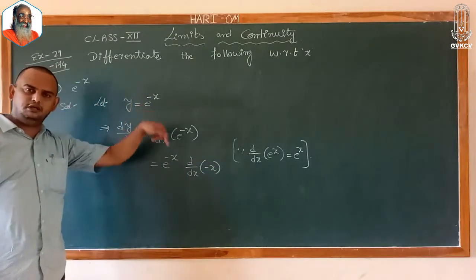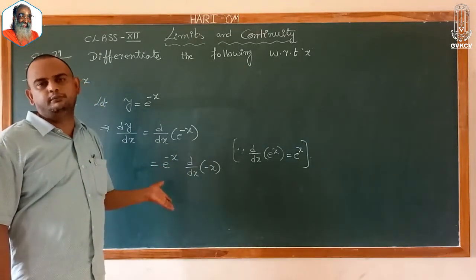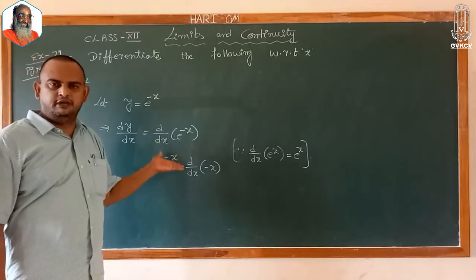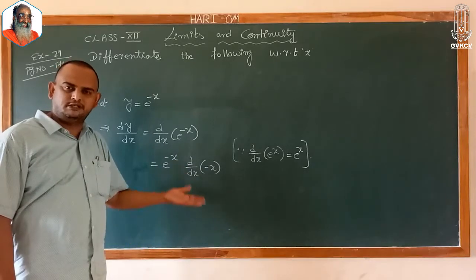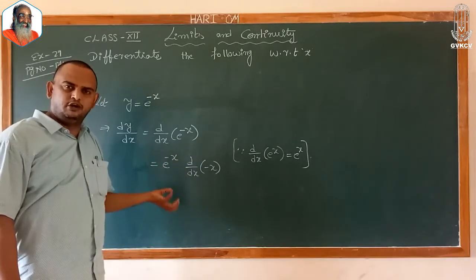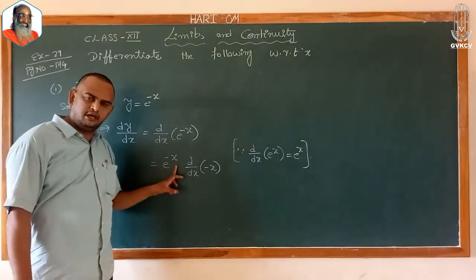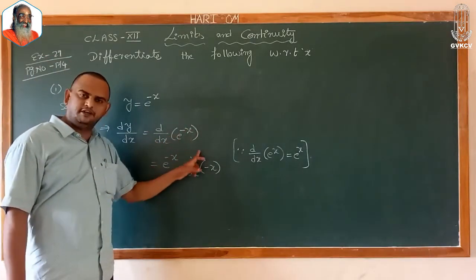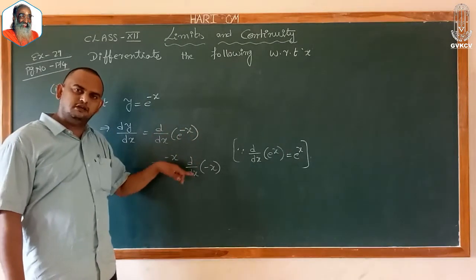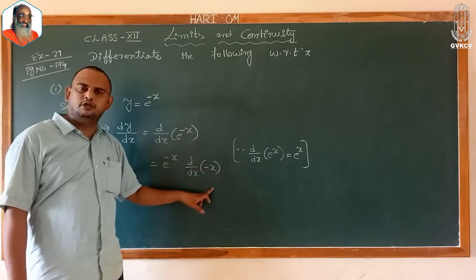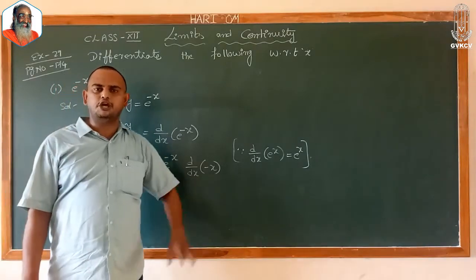A function in another function, like composite functions. We have seen many problems with composite functions while solving exercise number 2 and exercise number 3 problems. We have the concept of a composite function, or a function within a function. So e power minus x is in the form of an exponential function. E power x derivative is e power x, but in place of x we have minus x. So that again we are going to differentiate, minus x. It is also called the chain rule.